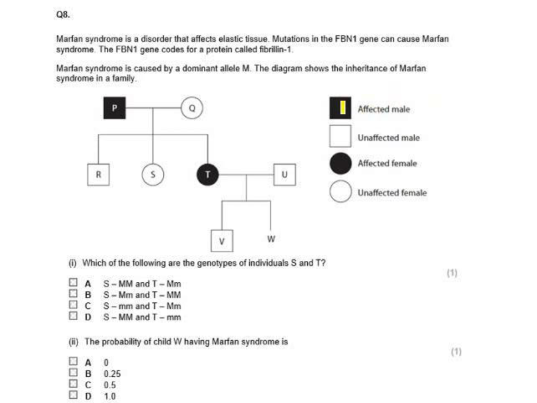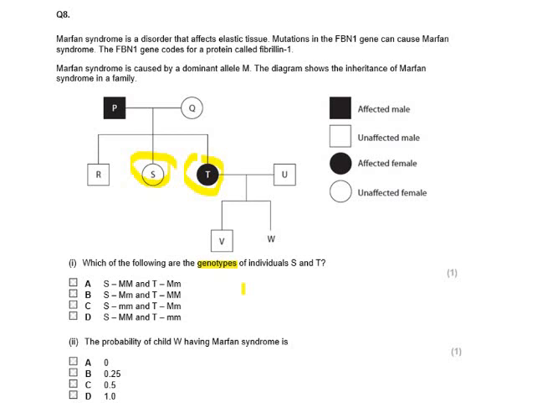Now remember, anything that's colored in black means that someone has got the disease. Anything in white means that the person has not got the disease. They do not show it in their phenotype. The first question is, which of the following are the genotypes, so the alleles, of individuals S and T? Okay, those are the individuals now that we're looking at.